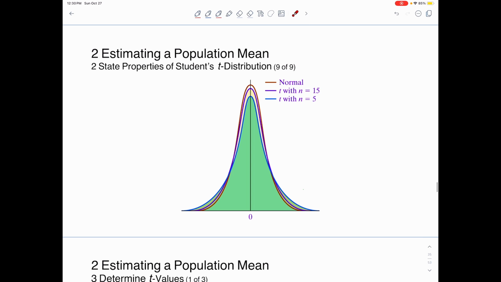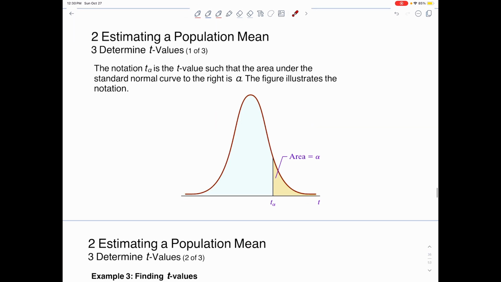And here is a comparison between the t-distribution as n increases and the normal curve. The blue curve, the first curve right here, is when n, the sample size, is equal to 5. When the sample size increases, notice how we have the purple curve here, where the tails become a little bit narrower, and the curve approaches the normal curve, which is the last curve right here. As you can see, when the sample size increases, the t-distribution becomes a good approximation for the normal distribution. How do we determine the t-values?